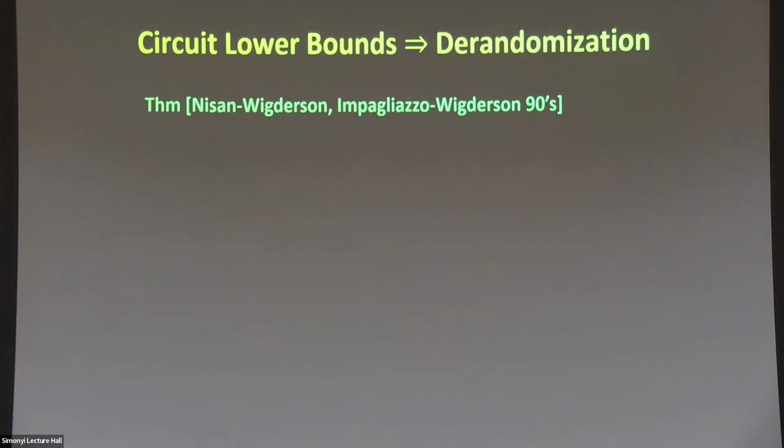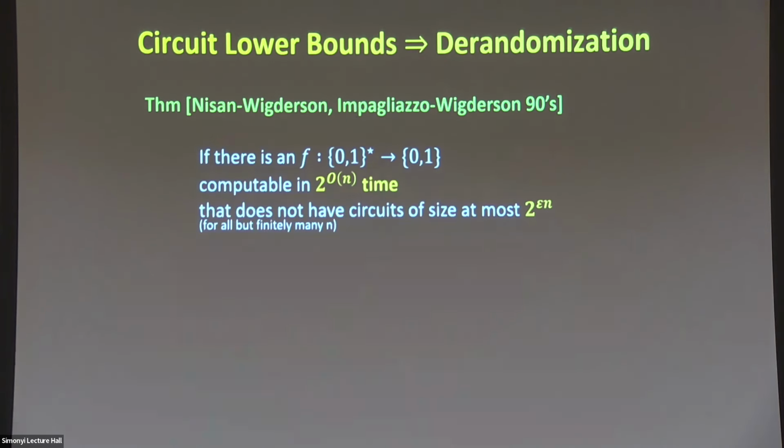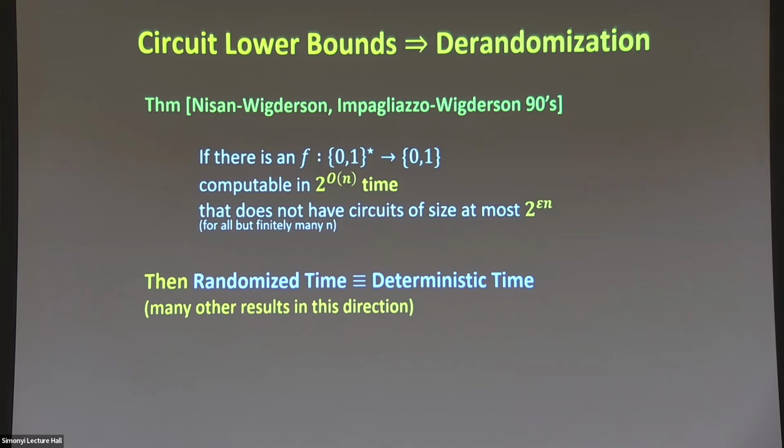There are many reasons why one might study circuit lower bounds, but one reason you might not know about is that if you manage to prove that circuit families need very large sizes, then you can remove randomness from randomized algorithms. This is a collection of theorems that Avi Wigderson is best known for. If there's a decision problem computable in exponential time that requires circuit families of exponential size, then effectively whatever you can compute in a certain time with randomness, you can compute deterministically. You can remove the randomness. There are many results in this direction.